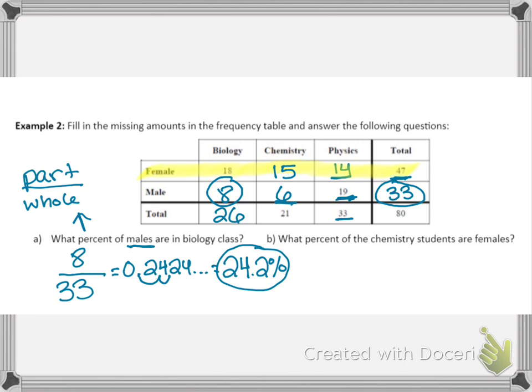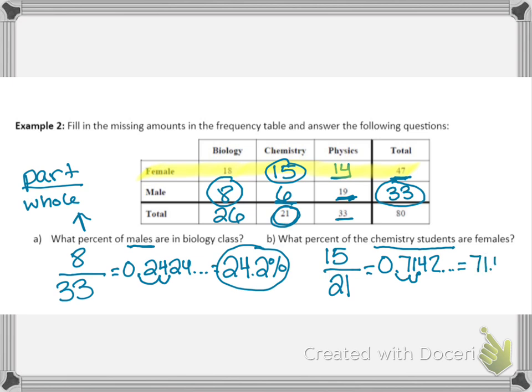Now, if I want to know what percent of chemistry students are females, my total, or my whole, is going to be the number of chemistry students. So if I look here, I have 21 total chemistry students, and my number of females that are chemistry students is 15. So if I take 15 divided by 21 and type that in my calculator, it gives me 0.7142... Then if I convert this to a percentage, it would be 71.4%.